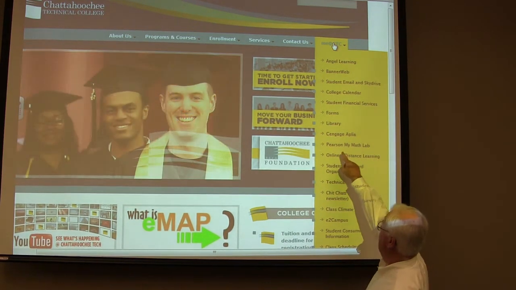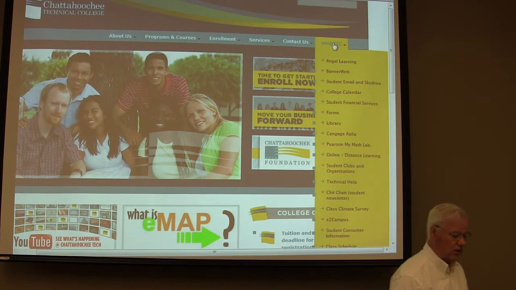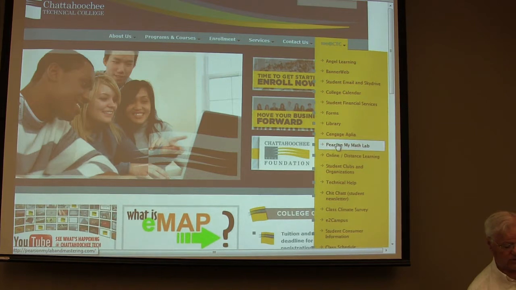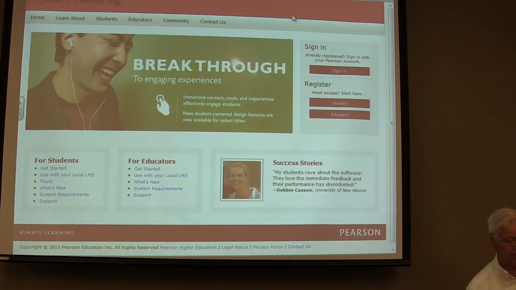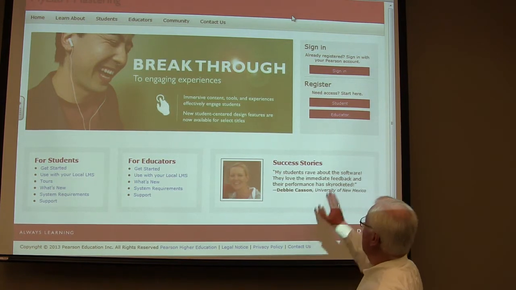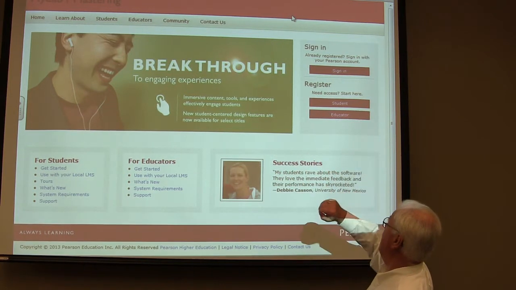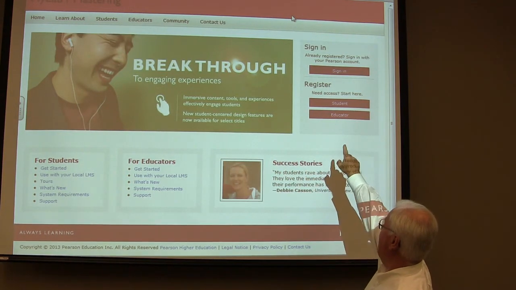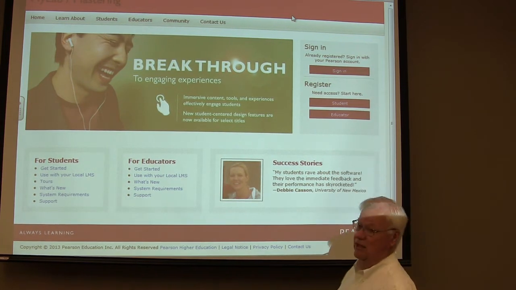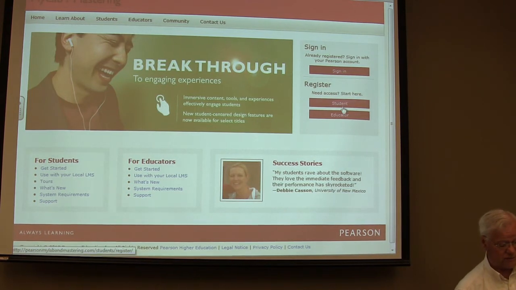and down here you'll find Pearson MyMathLab. It's one of the entries. To go there, just run down with your mouse, click on Pearson MyMathLab. And this is the screen that comes up. Now, when you sign on after you register, you're going to go to sign in. But before then, you have to register. So you go to the second set of entries here, and you register as a student. So click on Student.